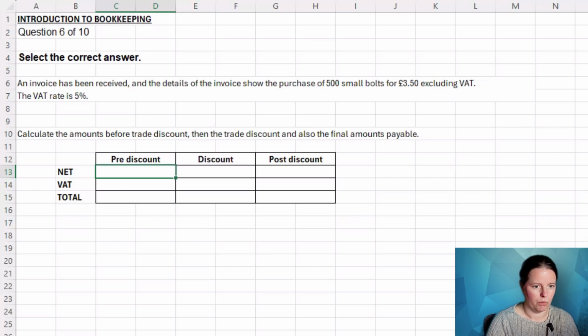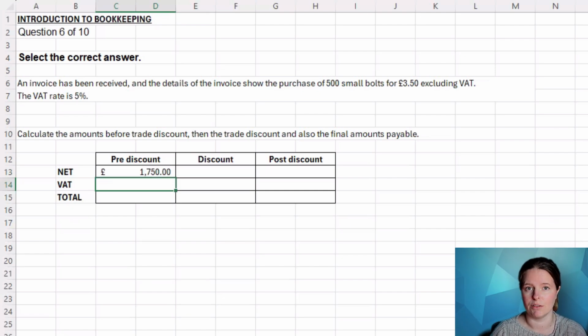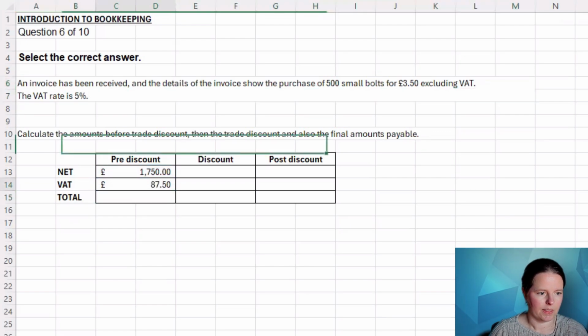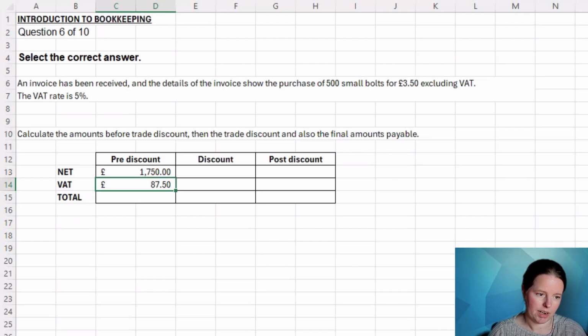So first of all, we've got £3.50 times by 500. So that's going to give us £1,750 for the net amount. The VAT rate is 5%, so we're going to take 1,750 times by 0.05 because it's 5%, as you can see just here. So that's going to give us £87.50.